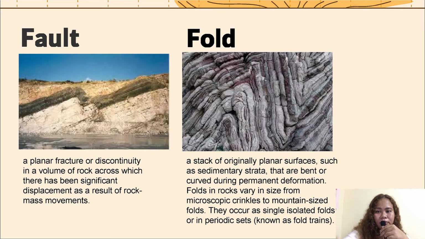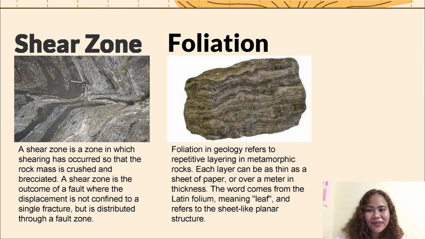Next, let's talk about fault. A fault is a planar structure or discontinuity in a volume of rock across which there has been a significant displacement as a result of rock mass movements. Next is the fold. A fold is a stack of originally planar surfaces, such as sedimentary strata. They are bent or curved during permanent deformation. Folds in rocks vary in size from microscopic crinkles to mountain-sized folds. They occur as single isolated folds or in periodic sets known as fold trains.